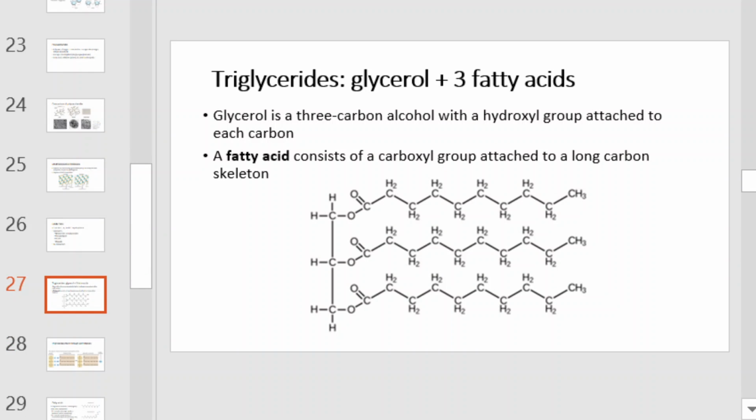The first lipid to consider is a triglyceride, which is made of glycerol and 3 fatty acids. If one were to attempt to describe a monomer of a lipid, this would be your first go-to. Glycerol is a 3-carbon alcohol with a hydroxyl group attached to each carbon. Attached to the glycerol are fatty acid chains. A fatty acid consists of a carboxyl group attached to a long carbon skeleton. The length of these chains is highly variable.